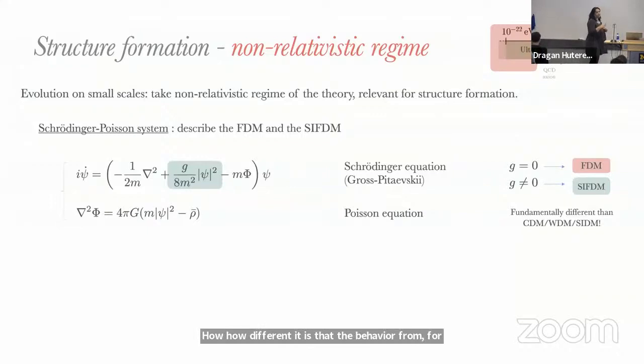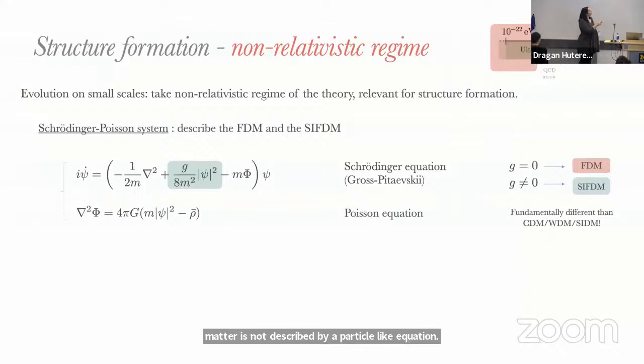If I take the non-relativistic regime of that equation of motion, the equation that describes how my dark matter behaves is actually the Schrödinger equation. And if you remember quantum mechanics from undergrad, the Schrödinger equation describes how the wave function behaves, right? So here you already see something very different. Dark matter is not described by a particle-like equation. It is described by the Schrödinger equation.